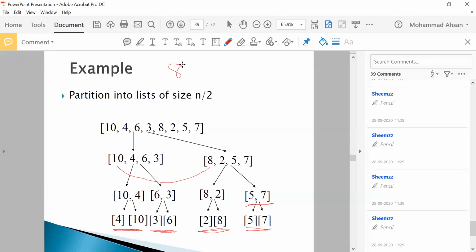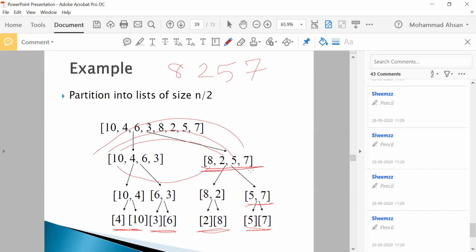Since 8 is gone, this pointer will move ahead. You will compare 10 with 2. So 2 is smaller, 2 will go in the resultant array. Then you'll compare 10 with 5. 5 is smaller, 5 will go here. 10 with 7, then 7 will go here.